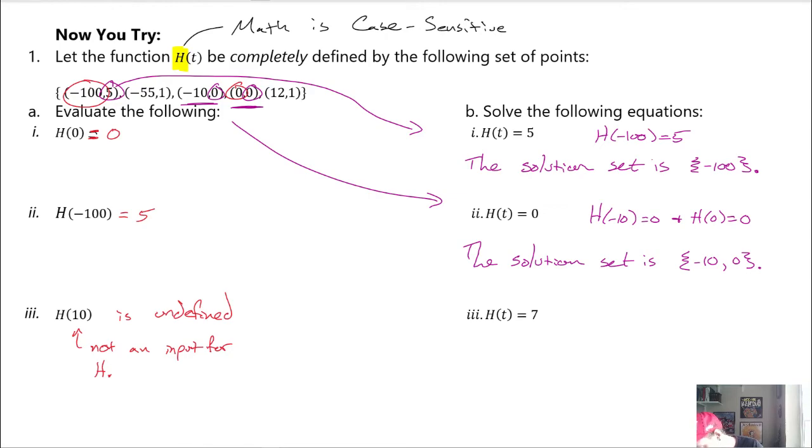All right, our third equation is H of t equals 7. And as we look through the list of points, 7 is not an output of capital H. So there are no solutions to this, and the solution set is the set with nothing inside of it. And that's it. That's all of them.